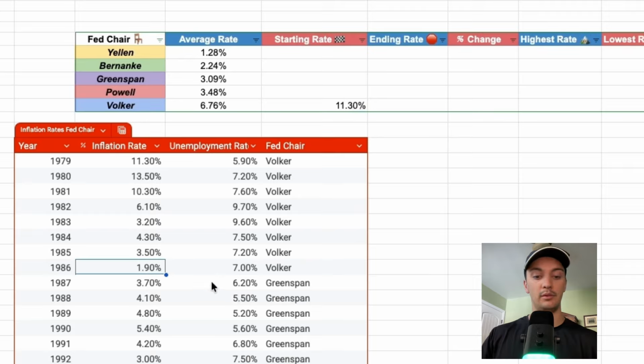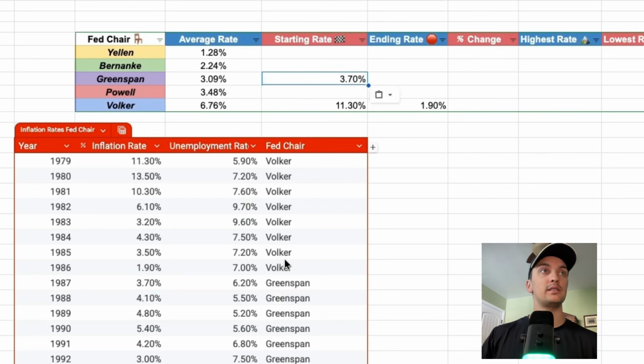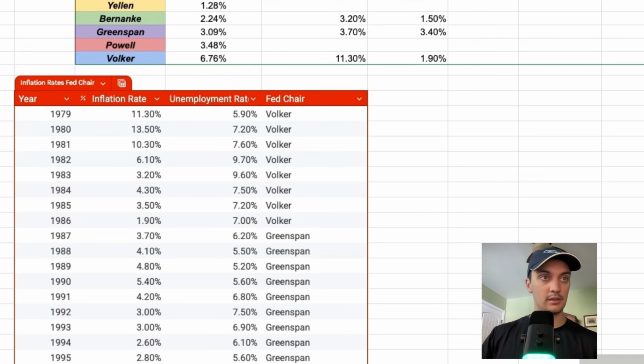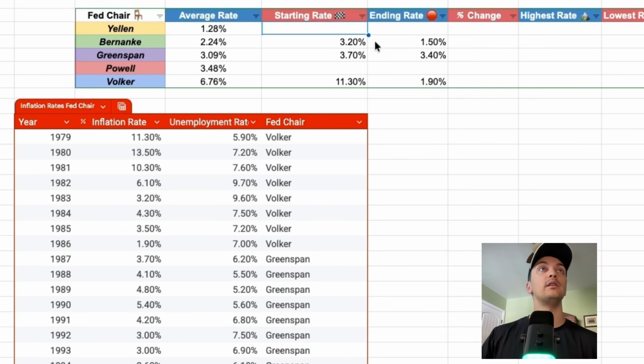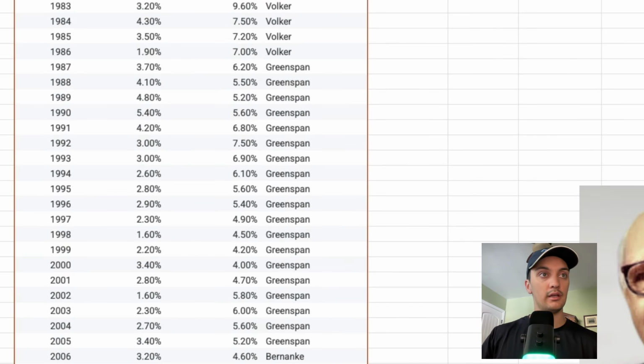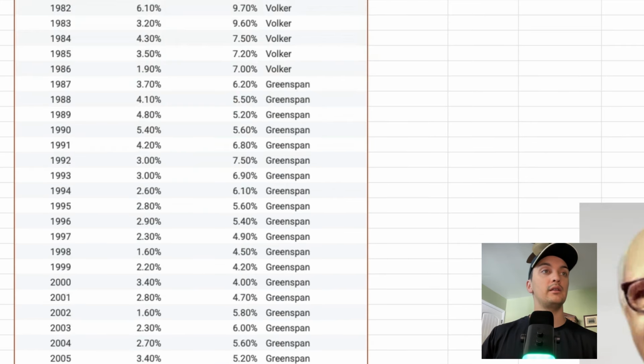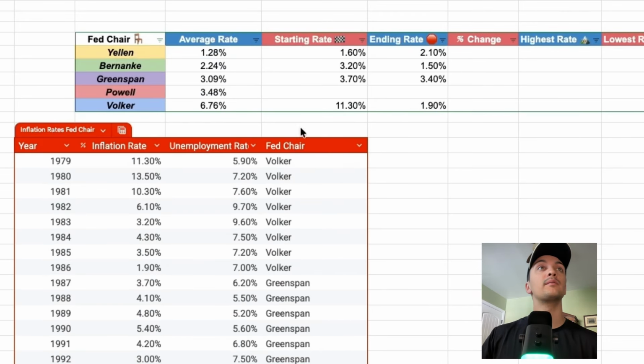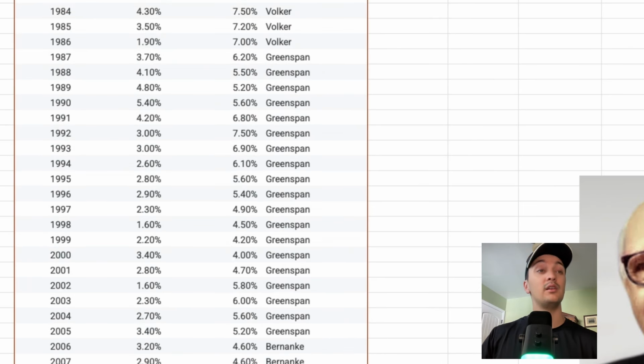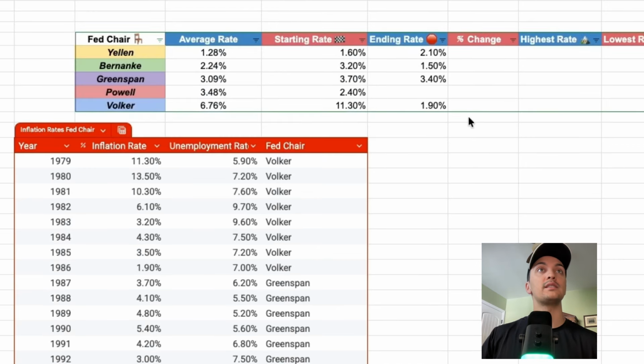And at the same time, we'll pull in the ending rate. So we'll get his ending rate there, 1.9. Already we see that's good. Greenspan started at 3.7 and ending at 3.4. And Ben Bernanke, he was starting at 3.2, ending at 1.5. Now Janet Yellen, starting at 1.6. Easy one there. Ending rate, how did she do? Ending at 2.1. And finally, no home Jerome, 2.4. And although his tenure's not up, just take the current one now, 2.7.